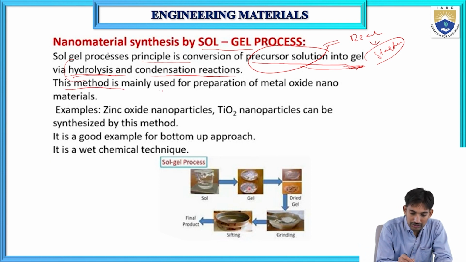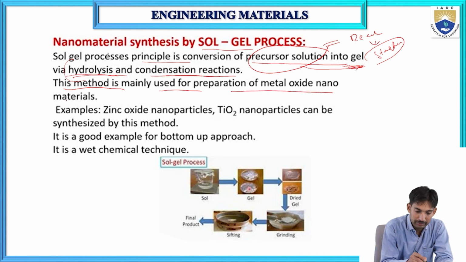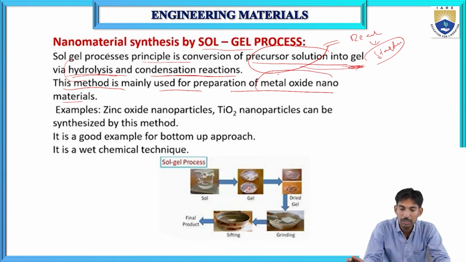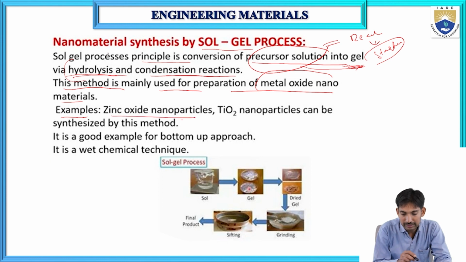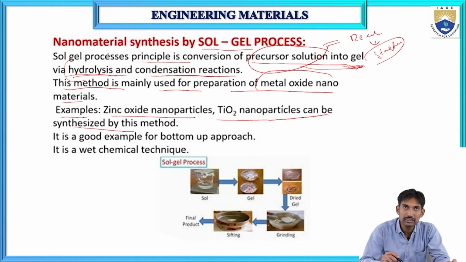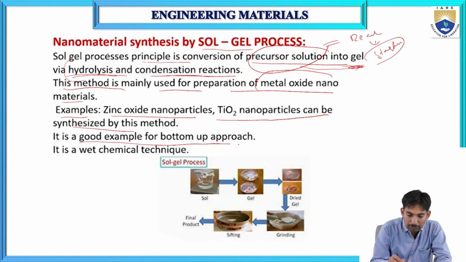This method is mainly used for preparation of metal oxide nanomaterials. The Solgel process is preferably used for metal oxide nanomaterial synthesis. For example, by using the Solgel process, we can prepare zinc oxide nanoparticles, titanium dioxide nanoparticles, and other metal oxide particles. It is a good example for the bottom-up approach.